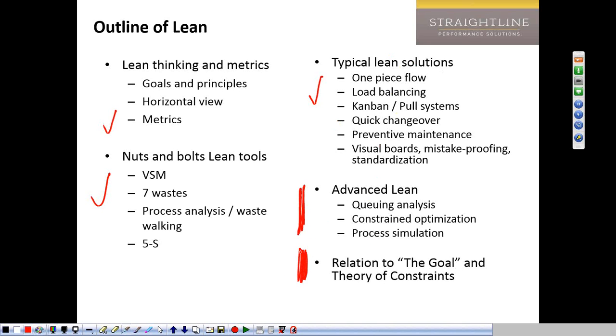This is very similar to something, for those of you who know, called operations research.